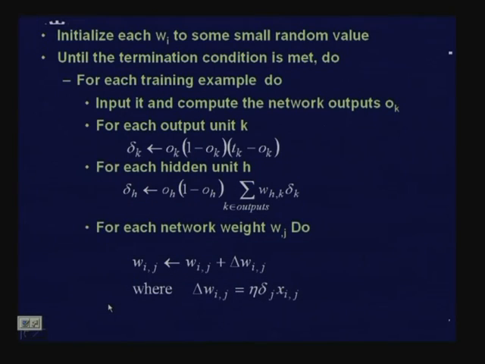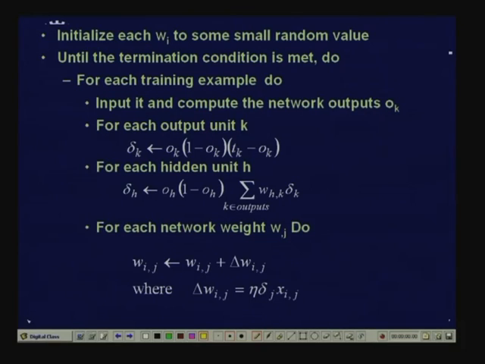Now, let us have a look at the back propagation algorithm. In the first step, we initialize the weights to some small random values. So, we first decide a topology of the neural network which has some arcs, and with each arc there are some weights. We give them small randomly selected values.